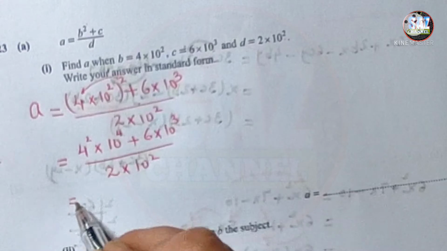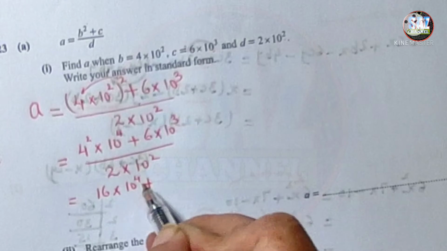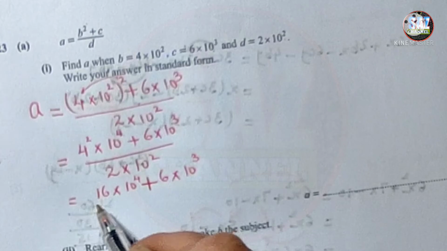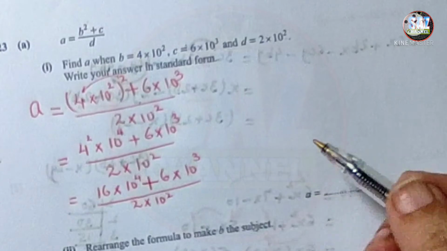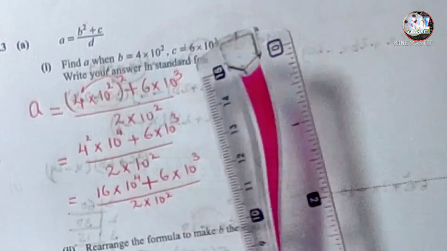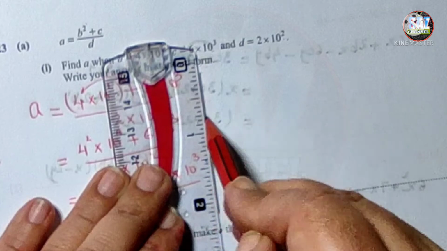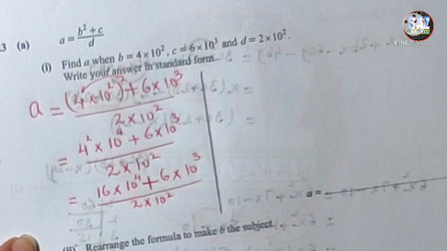Now 4 square is 16 multiplied by 10 raised to the power of 4 plus 6 multiplied by 10 raised to the power of 3 upon 2 multiplied by 10 square. As we are doing paper 1 and calculators are not allowed, we have to learn to perform mental calculations as well. Please children, you can see how I'm dividing the page in order to utilize the space properly.